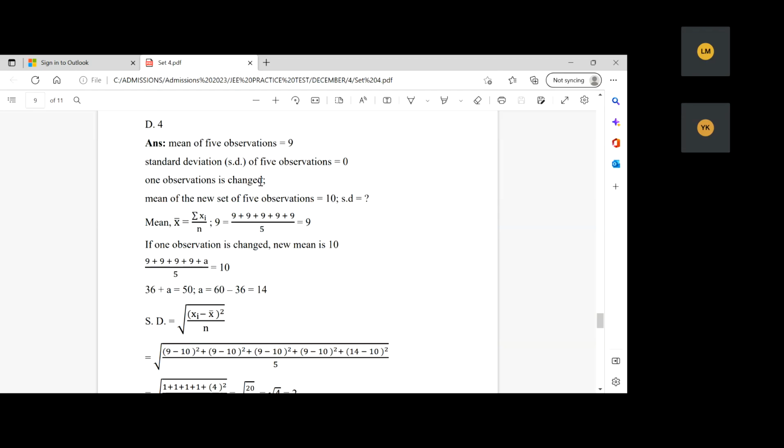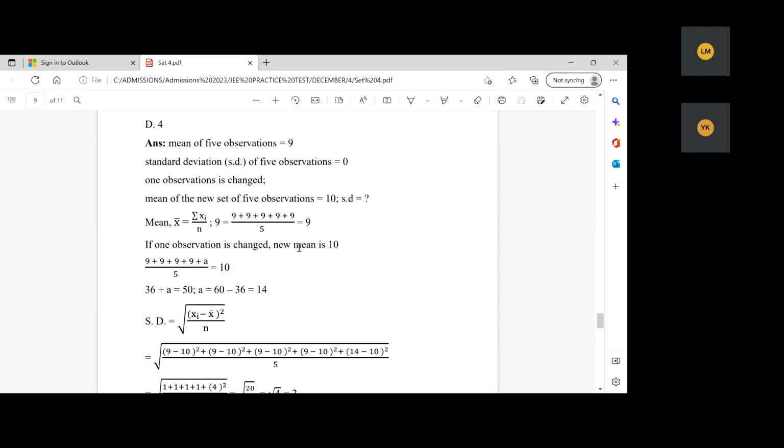Now in the second case, one observation is changed so that the new mean becomes 10. So this is 9, 9, 9, 9, plus, I have changed, or I have written this as A by 5 equal to 10. So what's the value of A? It is 14. So I got the new combination as 9, 9, 9, 9 and 14.